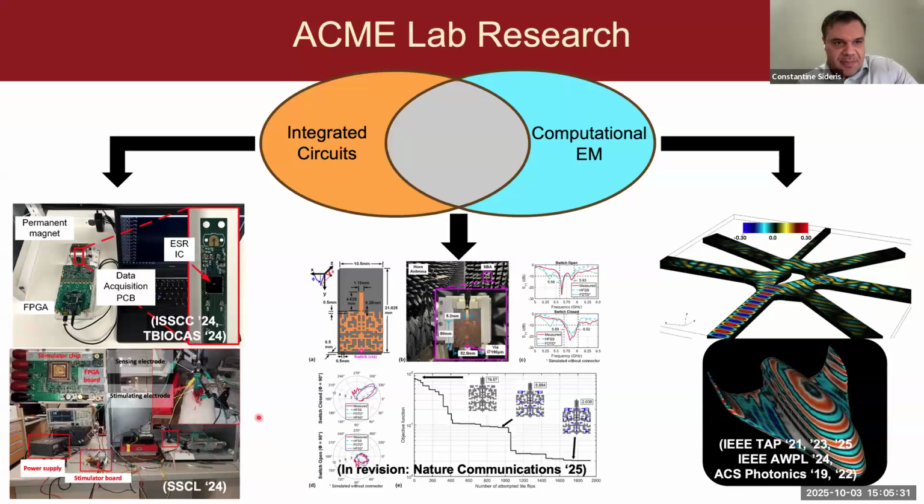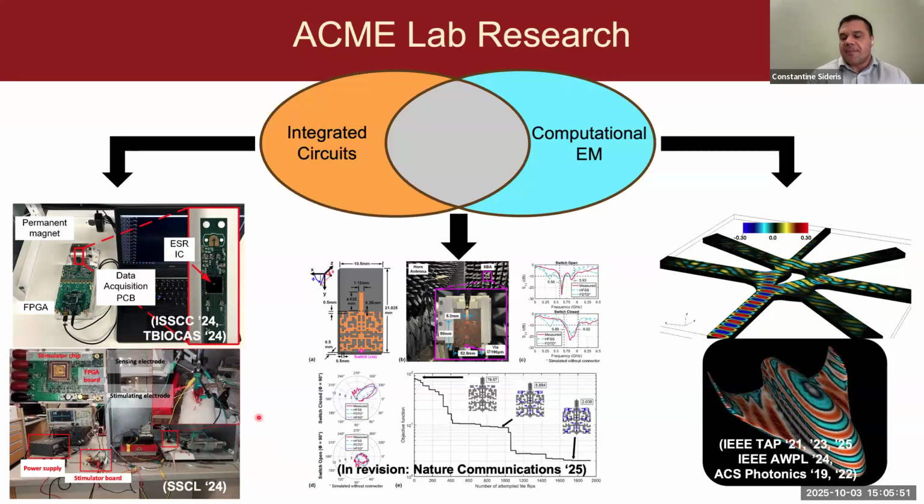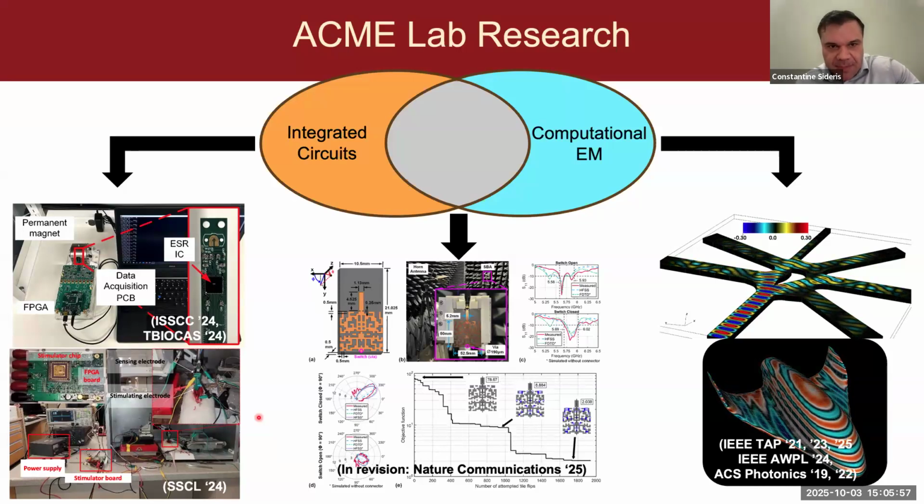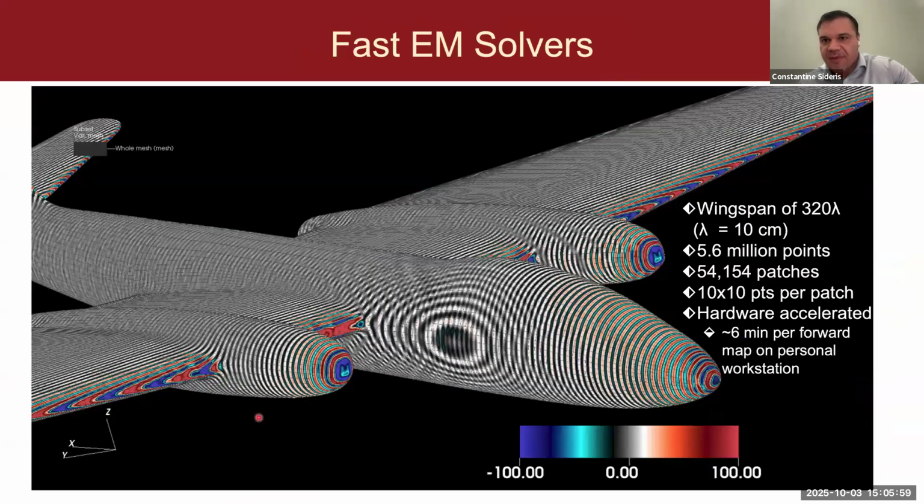There exists a strong synergy between both of these sides. Our computational work is informed and rooted by the practical needs of our experimental projects, and our experimental work likewise benefits from the new numerical methods that we develop. Computational methods enable us to understand electromagnetic fields, whereas integrated circuits offer a powerful platform for us to harness, manipulate, and sense them.